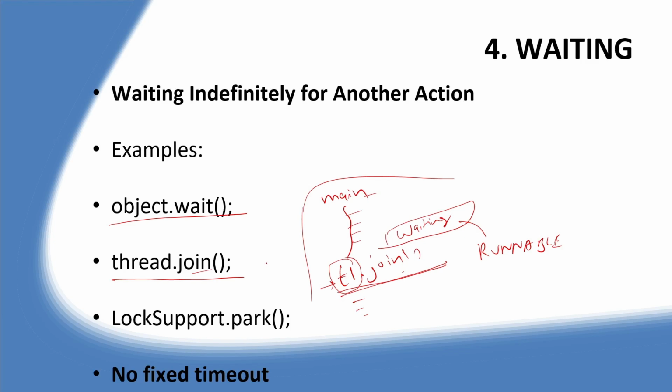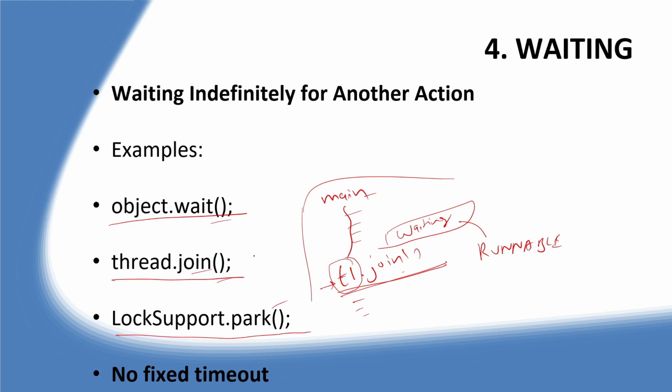Okay, and another example is LockSupport.park. The important idea here is that there is no specified waiting duration. We are not providing anywhere the duration of how much time it should wait.